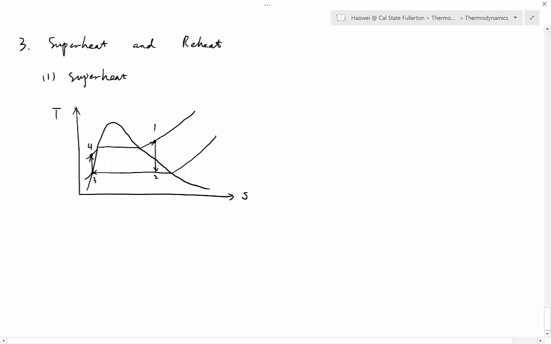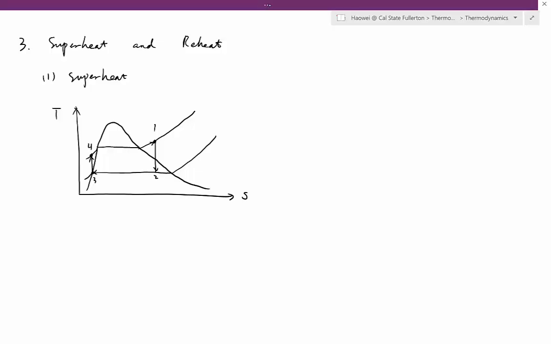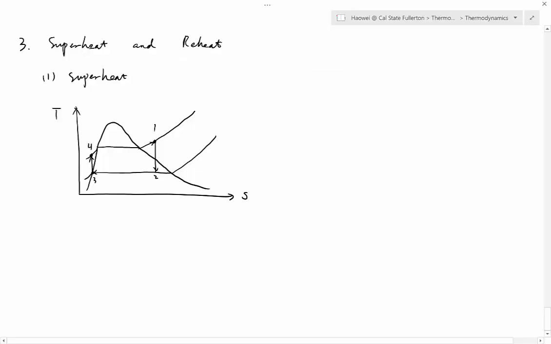Okay, so now is there anything we can do to increase the efficiency? Yes, we can heat up number one furthermore. So for example, if we heat up number one furthermore, what's going to happen? Number one will move to the right, because if you gain heat, you also gain entropy. Gaining entropy, that means your x coordinate becomes bigger. You must move to the right.